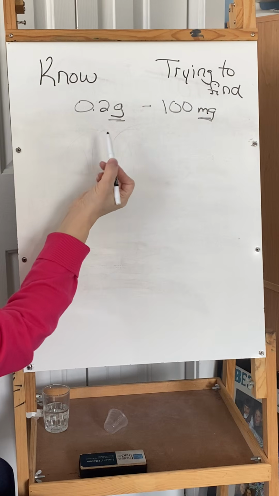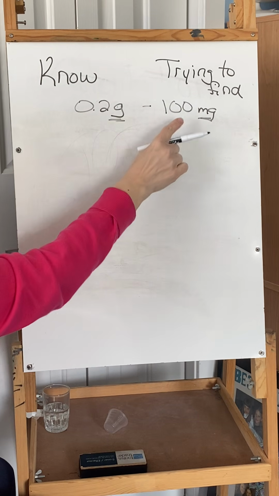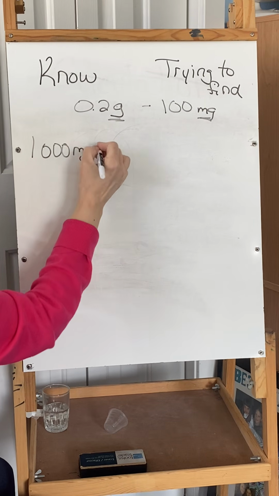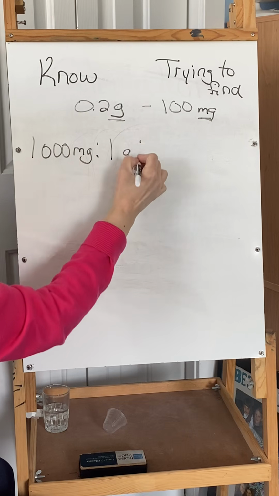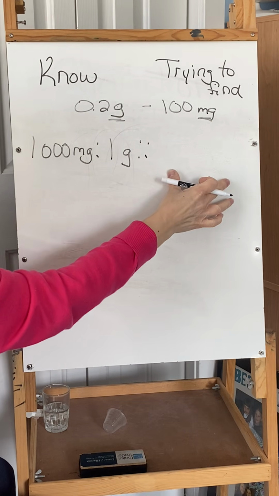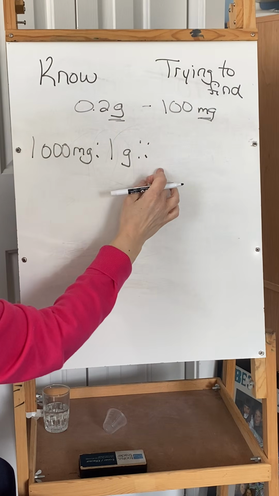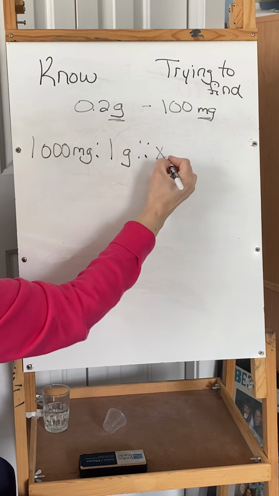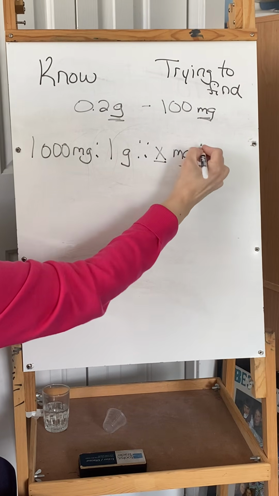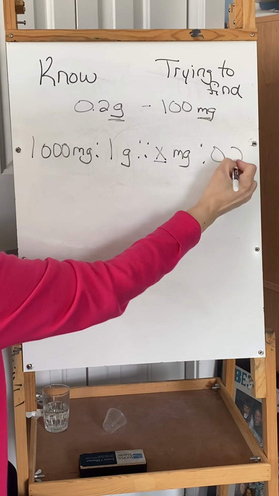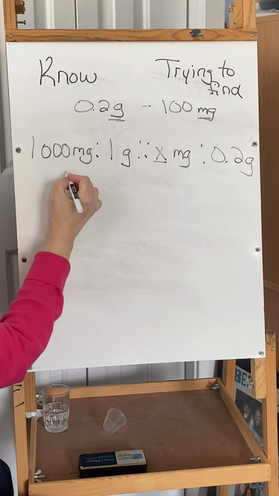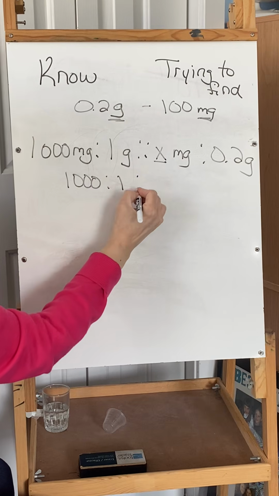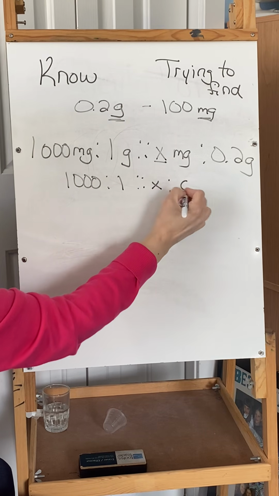So, what you know goes on the left-hand side. What do you know about milligrams and grams? You know that 1,000 milligrams is equal to 1 gram. Just as, on the right side, what are we trying to find? We're trying to find how many milligrams, we don't know the milligrams, we know grams. X milligrams is equal to the 0.2 gram. Okay? Get rid of your abbreviations. 1,000 is to 1, just as X is to 0.2.